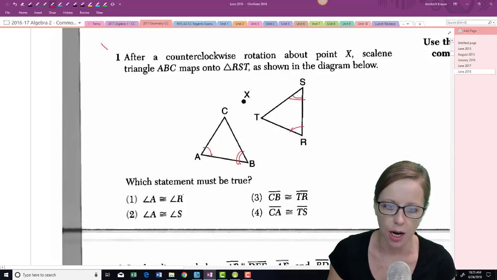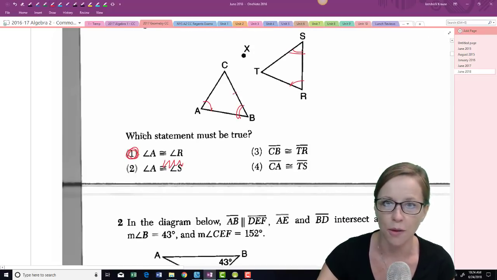Is A congruent to R? A congruent to S? Well, no, it's not congruent to S. CB and TR, so CB would not be the same as TR. So it's got to be angle A is going to angle R. Easy peasy. They started it off with a baby question, right?